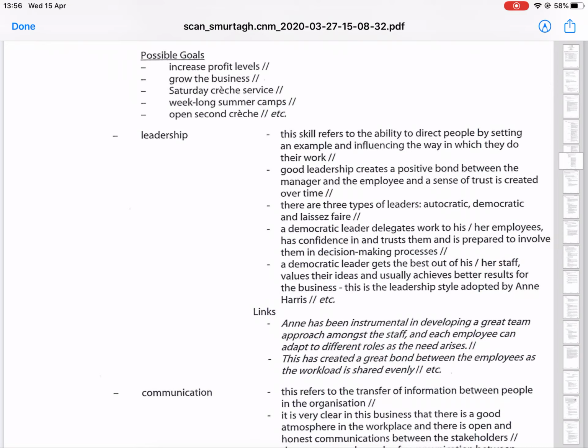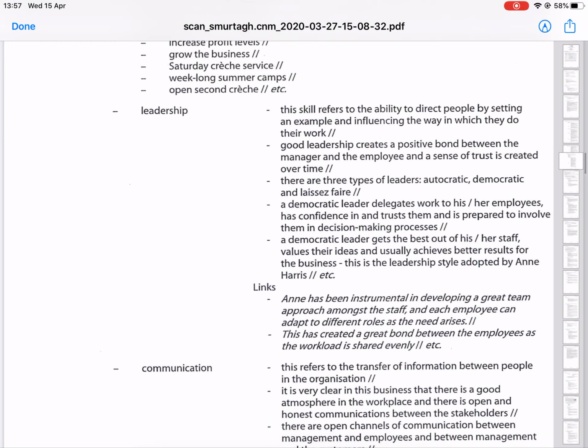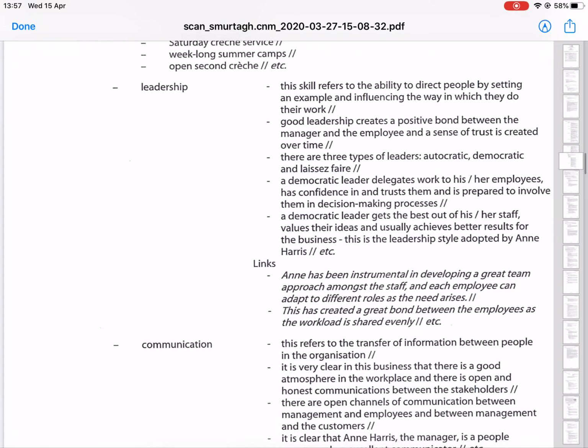What is leadership? The ability to direct people by setting an example and influencing others for the benefit of a business. Good, strong leadership gets the best out of their staff, so you want to be a democratic or laissez-faire style there, that type of stuff. So again, you might touch on your leadership styles, your definition of leadership as part of delegation, how it would improve an overall business, and then there is your link there. Look, Anne has been instrumental in developing a great team approach amongst the staff. There's a good bond between the employees as the workload is shared evenly.